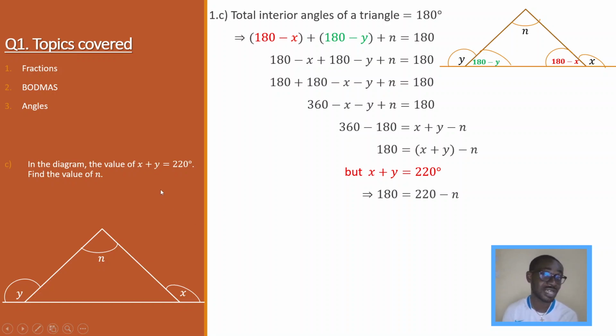This 220 is what has substituted this x plus y here. The question did not tell us to find x. It did not tell us to find y. All that it wanted us to find was n. So that is what we are doing. We just replace x plus y with what? 220.